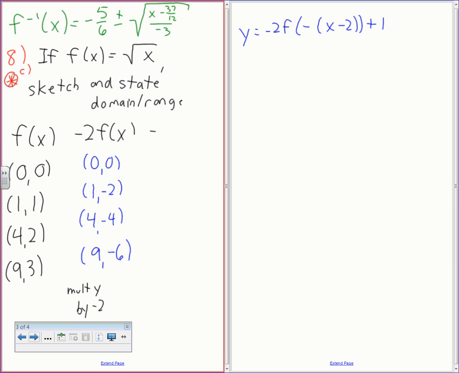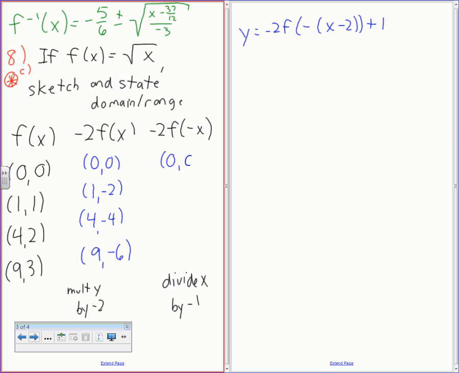It's going to be negative 2f of negative x. All right, Adriel, what does that negative x part mean? Yeah, good. Divide x by negative 1. If you remember, negative x means like negative 1 times x, right? Okay, so that's going to go to 0 and 0.